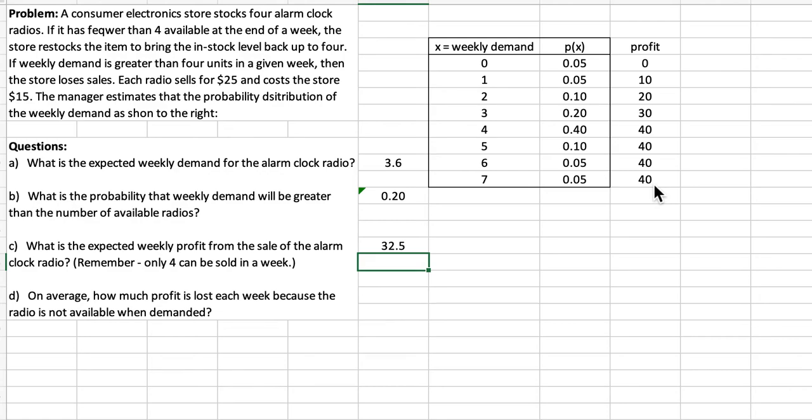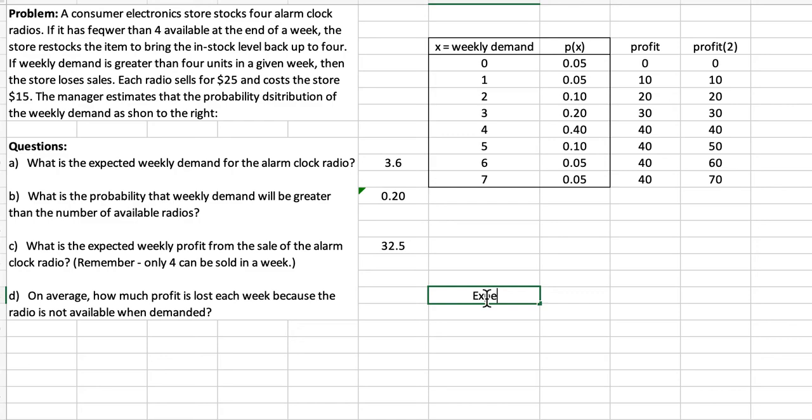Now in part D, on average, how much profit is lost each week because the radio is not available? Let's look at another profit column here. I'll call it profit 2, for lack of a better word. This means that we're basically going to replace whatever we sell. Let's say we could sell up to 7 in a week. We never sell more than 7. That means it's just going to increment by 10 instead of having a limit of 40. So there's my profit, and I'm going to use SUMPRODUCT again to find the expected value.